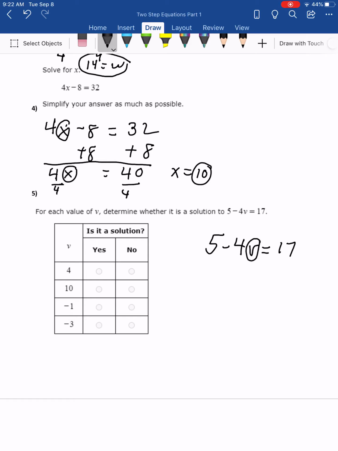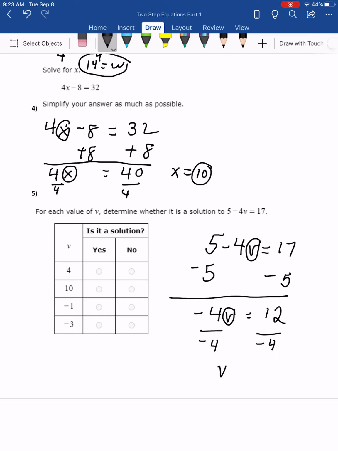Okay, so my variable is over here. So I need to start by either adding or subtracting from both sides. I can get rid of the 5. The 5 is positive, so I'm going to subtract it to get rid of it. So negative 4v equals negative 4... 12? So negative 4v equals 12. Now I need to get the v alone, so we're going to divide by negative 4. And v is negative 3.